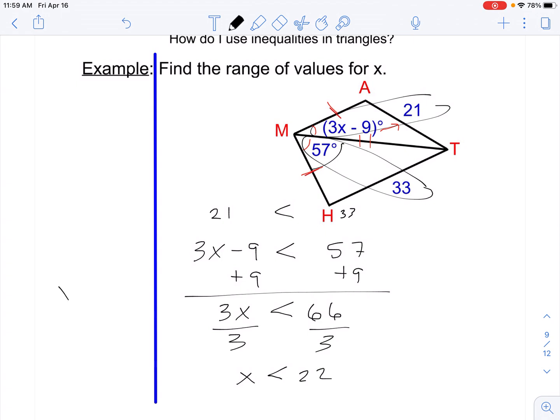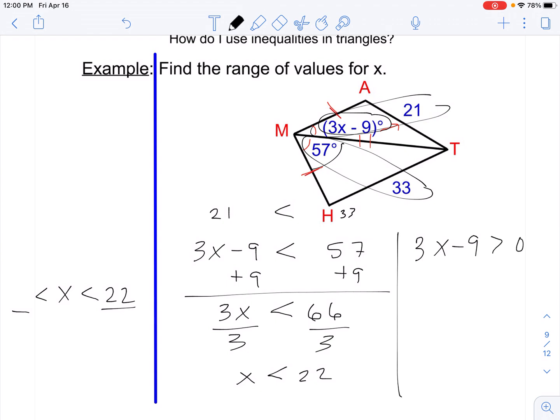So remember, we're going to be writing our answer like this. We need to find two numbers, a lower bound and an upper bound. So the 22 is an upper bound. Now we're going to find the lower bound. What do we know about this angle and how small it can be? Well, this angle, 3x minus 9, must be bigger than 0. I can't have a negative angle.